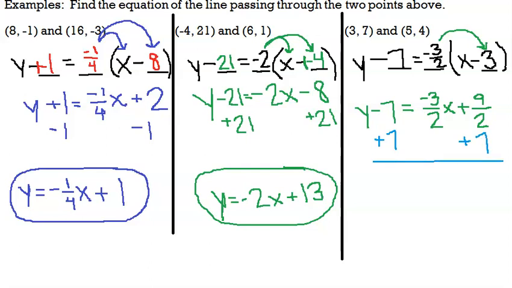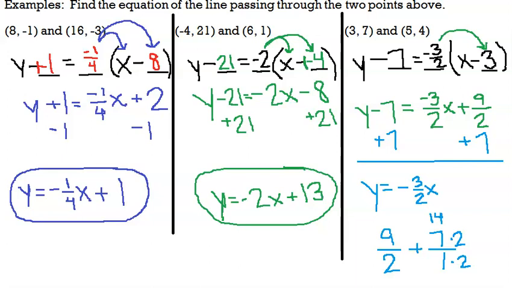9 halves plus 7. That's going to be one of those where you're going to have to go old school here. You can't add or subtract unless you have a common denominator or a calculator that'll do it for you. So when it's time to add, I'm going to look at that 7 over 1, and I'm going to say, well, I can't add or subtract unless I have a common denominator, so I'm going to multiply that by 2. Whatever you do to the bottom, you got to do to the top. So this actually becomes 14 over 2. And 9 over 2 plus 14 over 2 is 23 over 2.